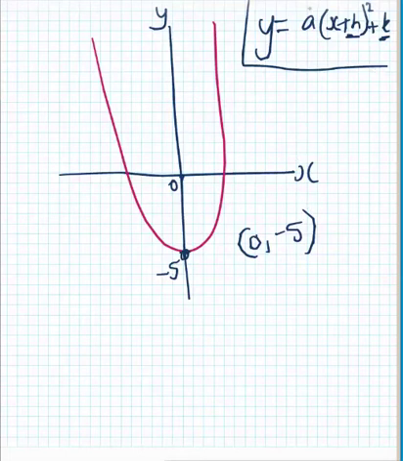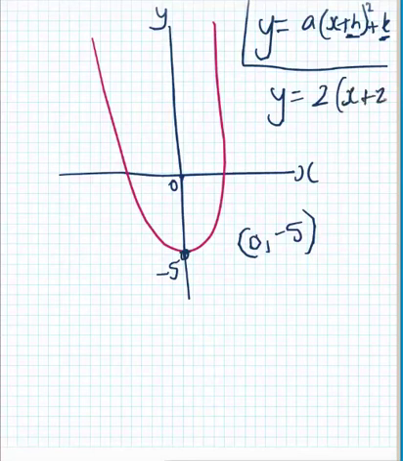Now, a is a factor, and if there's a number out here other than 1, for example, if I had y equals 2 out there, that's telling us because it's greater than 1, our parabola will become more narrow. Okay, but when we come up with an equation now, we assume that a is equal to 1. So we assume that our parabola has the same width or the same dilation as our basic parabola.